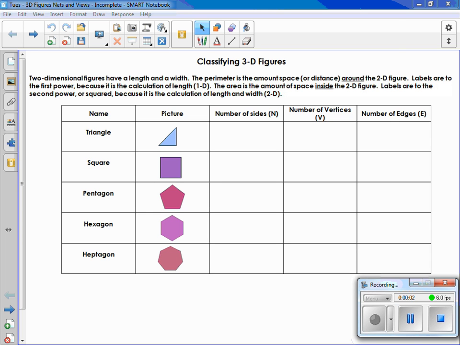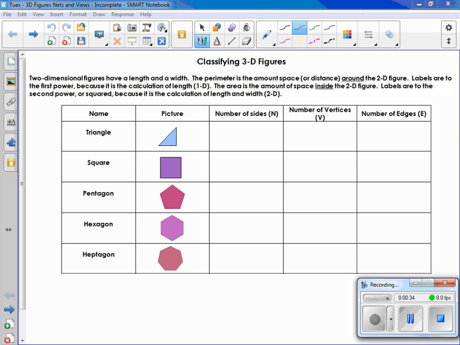Alright, so this video is over classifying 3D figures. The first thing we'll look at is some review of our two-dimensionals. So remember that two-dimensional figures have a length and a width typically. The perimeter is the amount of space or distance around the figure. Labels are to the first power because it's the calculation of length, which is 1D. The area is the amount of space inside the 2D figure. Labels are to the second power, or squared, because it's the calculation of a length and a width, so 2D.